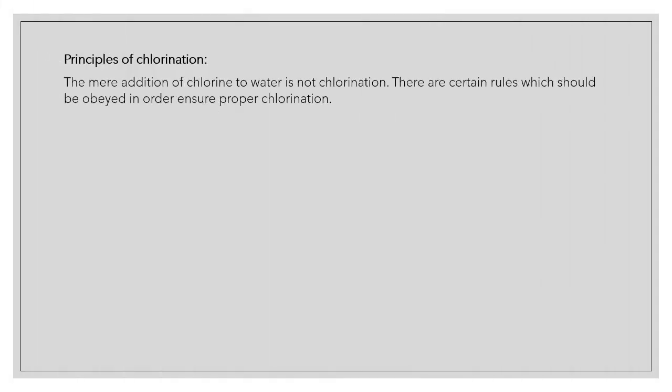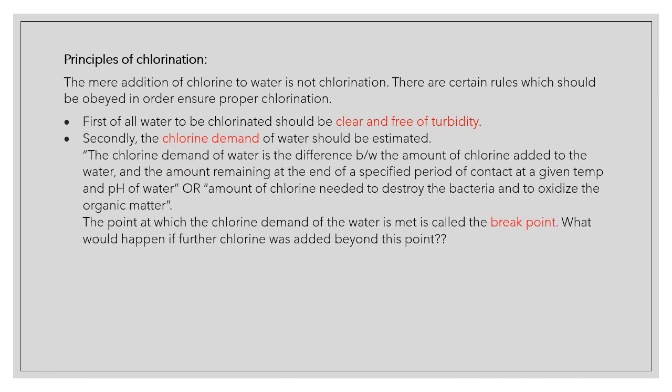There are certain principles of chlorination because you can't just add chlorine gas to water and call it chlorination. There are certain rules that need to be followed in order to ensure proper chlorination, and there are 5 in number. First of all, we need to make sure that the water that is going to be chlorinated is clear and free of turbidity. Secondly, the chlorine demand of water needs to be estimated. This is the difference between the amount of chlorine that is added to the water and the amount remaining at the end of a specified period of contact at a given temperature and pH.